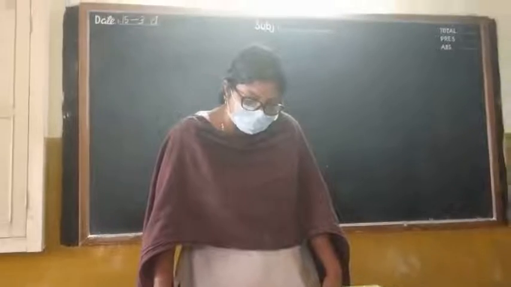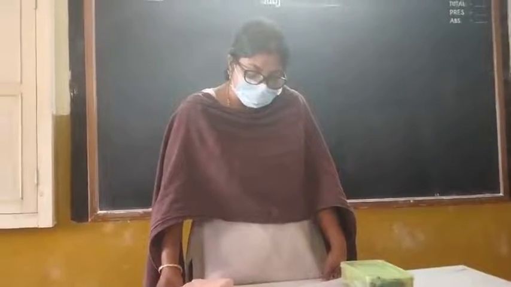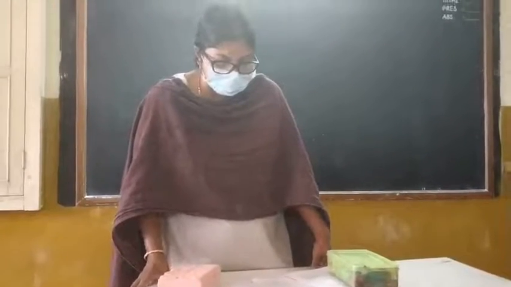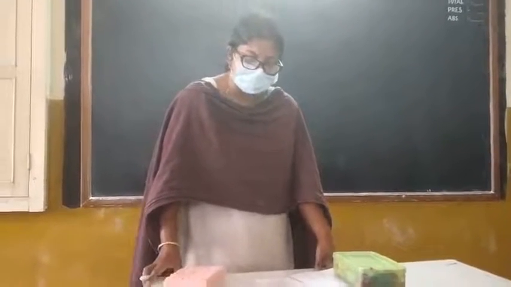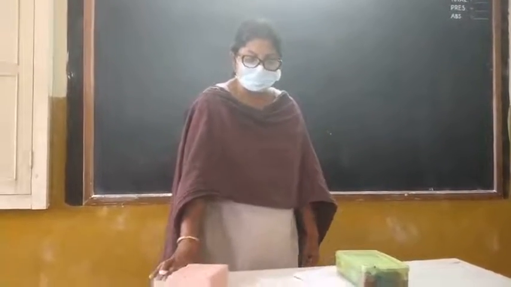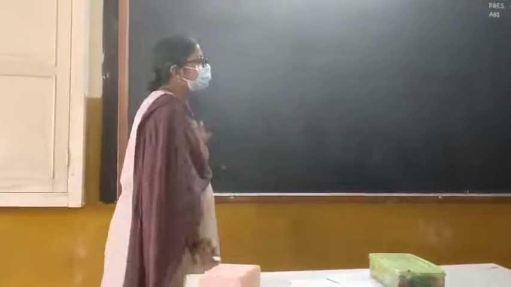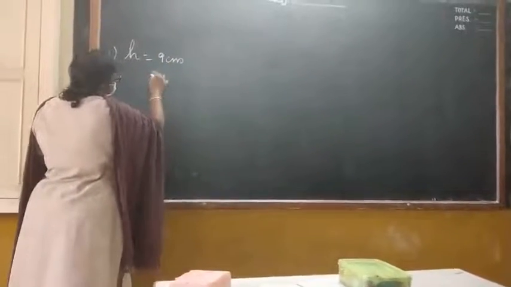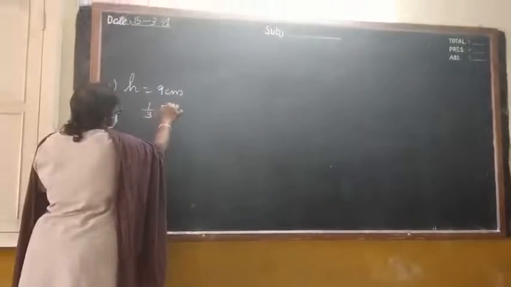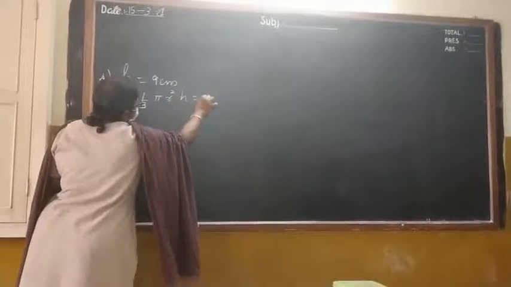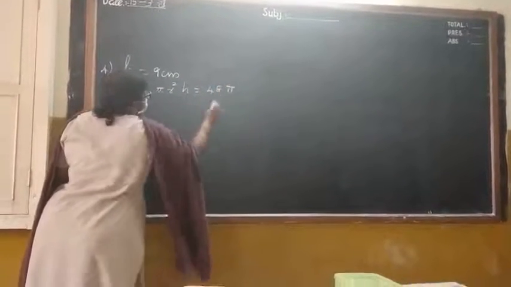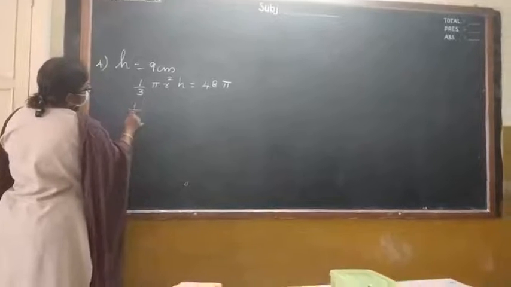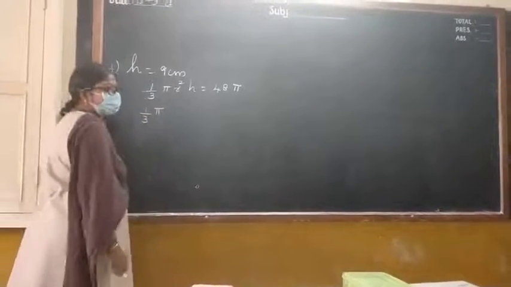A right circular cone of height 9 centimeter has the volume 48 pi. So volume is given, that is 48 pi. Height is also given 9 centimeter. So h is equal to 9 centimeter and volume, that is 1 by 3 pi r square h is equal to 48 pi. Okay.